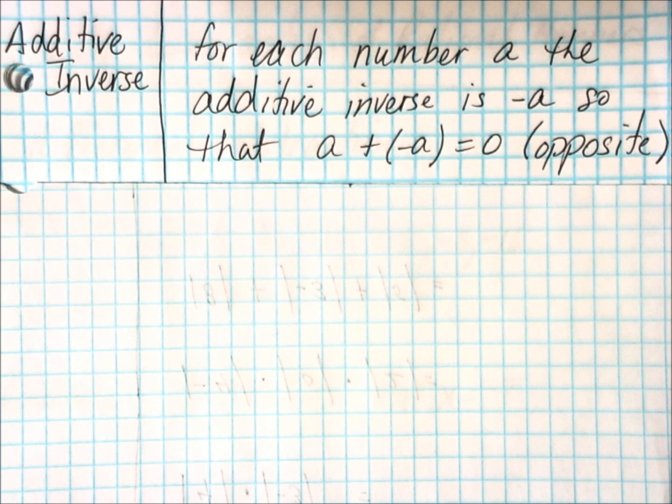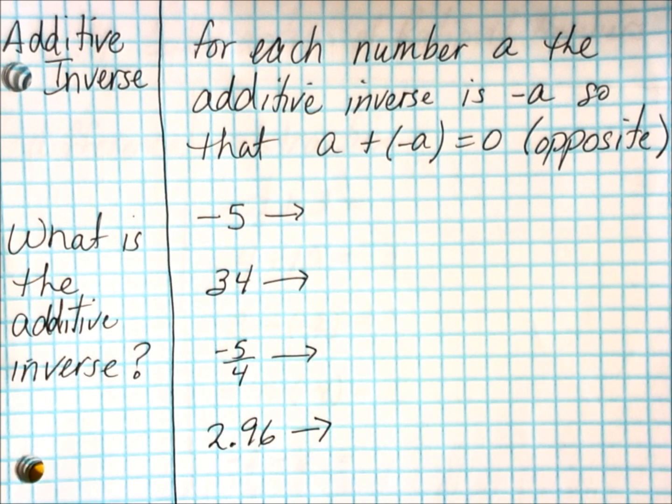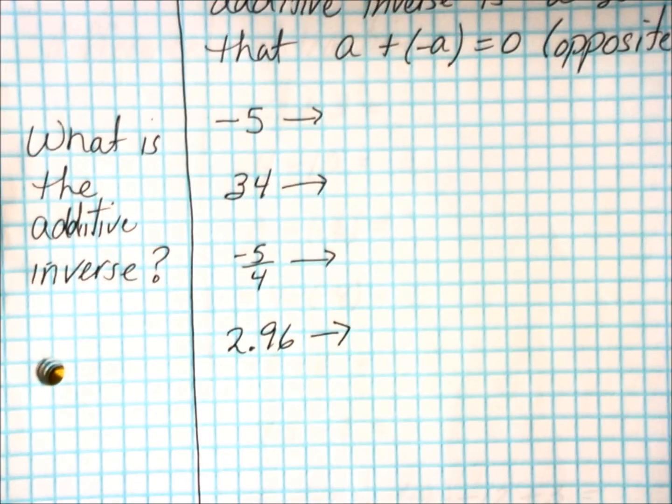All right, so now we're looking at the additive inverse. For each number a, the additive inverse is -a, so that if you were to add the two together, a plus -a, you would get a 0. This is called the opposite. So that -a is the opposite. So let's actually see that and how it works. We're just going to look for the additive inverse in these problems.